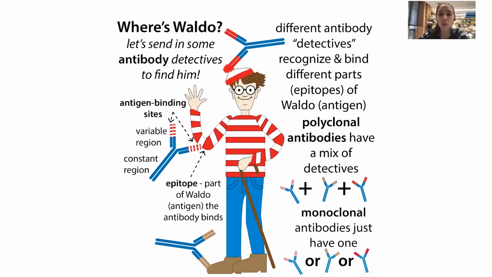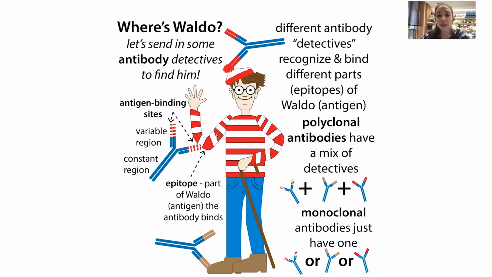So you can tell one of these detectives to look for the puff on Waldo's hat. Another one, look for this stripy part of his elbow. And another, look for the toe of his boot. So these would be like antibodies and the different epitopes that they recognize on an antigen.